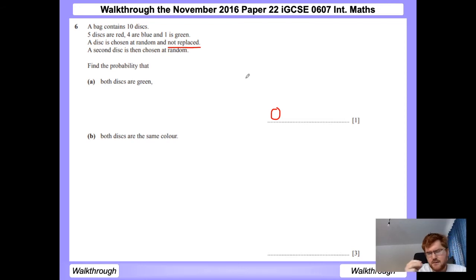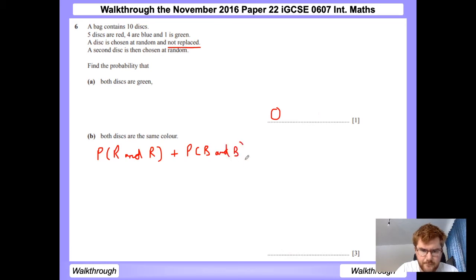And this kind of leads into the next question, which is 6b, both discs are the same colour. So we know they can't both be green, so the only probabilities they can be is that they're both red, or, and that's why I'm putting a plus here, they can be blue and blue. So when we draw our tree diagram, which I'm sure you've been taught in lesson, first of all, green we can dismiss. We're not going to do anything with green. So at the first pick we get red and blue. Okay, so we can ignore green.